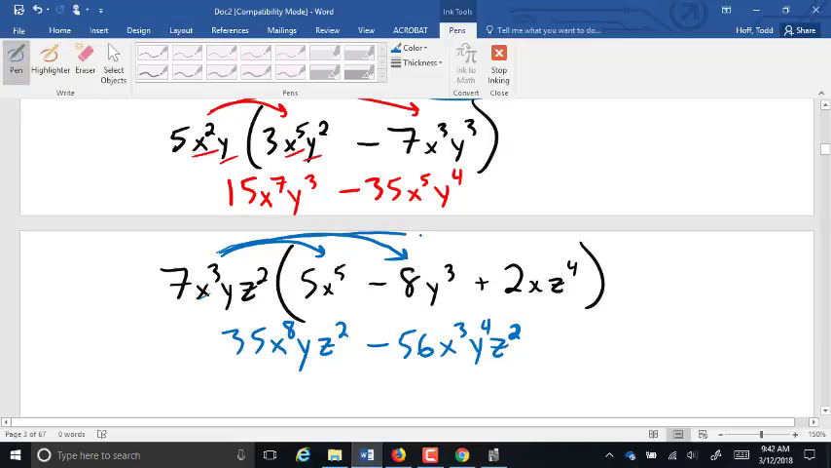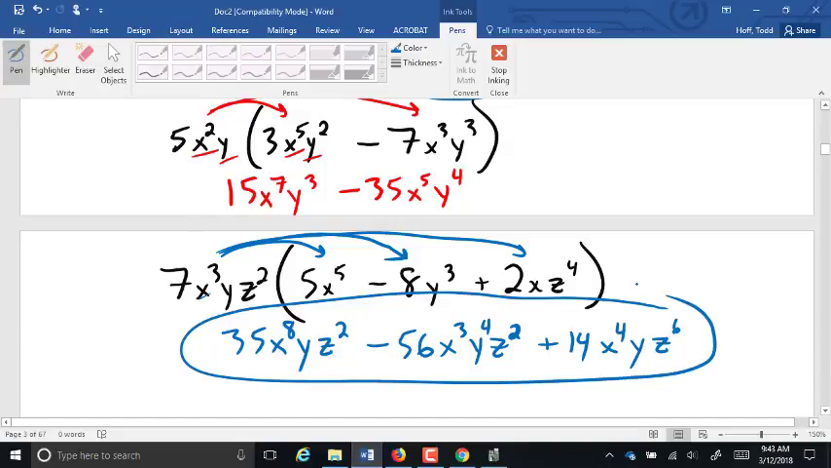And then the 7x to the third yz squared times 2xz to the fourth. Positive 14 is 7 times 2. X to the third times x is x to the fourth. Nothing to combine with the y. Perfect. Z squared times z to the fourth is z to the sixth. Not so bad.